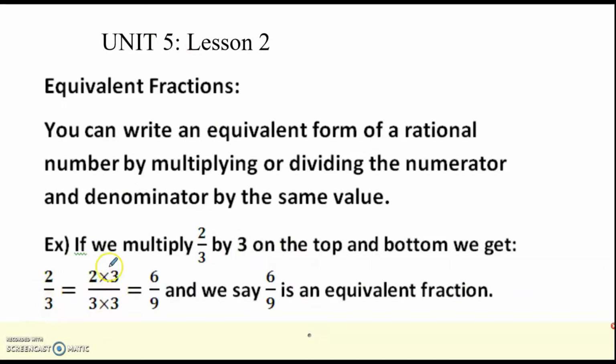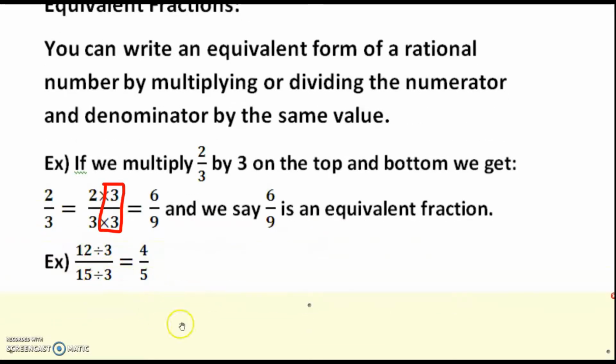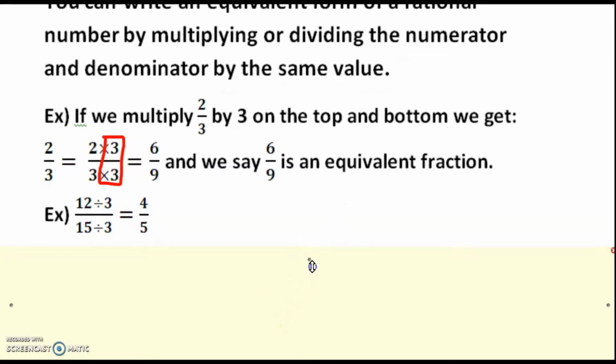If you take 2/3 and you multiply by 3/3, that's really just a form of 1, so you're not really changing it. So 2 times 3 is 6, 3 times 3 is 9, and now we know that 2/3 is the same thing as 6/9. Easy enough. You can do the same thing with division. So if there's a common or a greatest common factor in a fraction, so if you have 12 over 15, you can divide the top and the bottom by the same factor, and you will get 4 out of 5, which is also an equivalent form of 12 over 15.